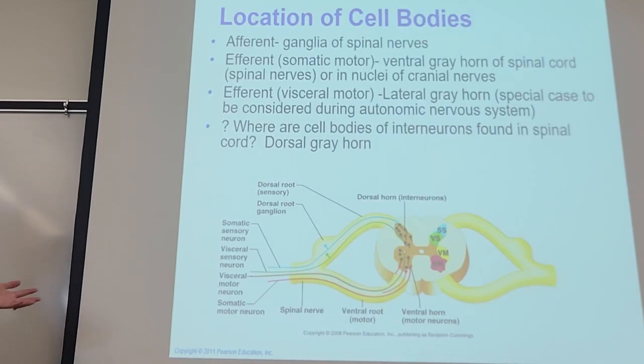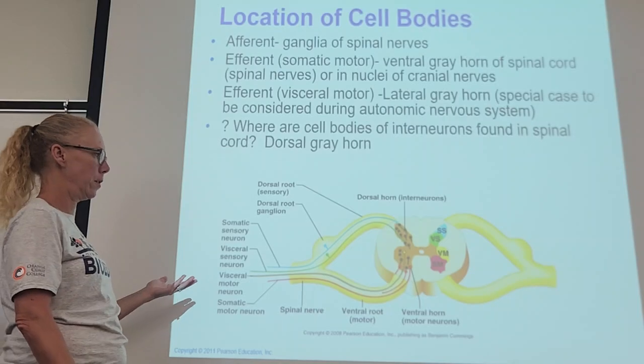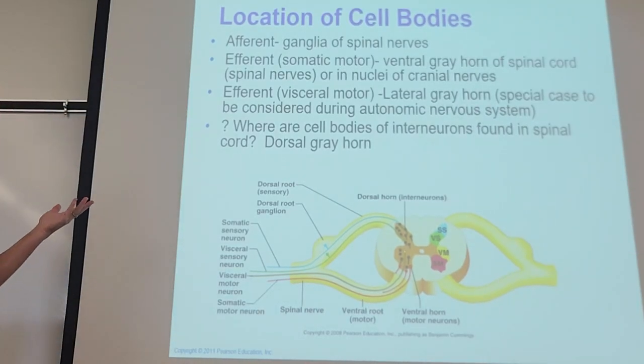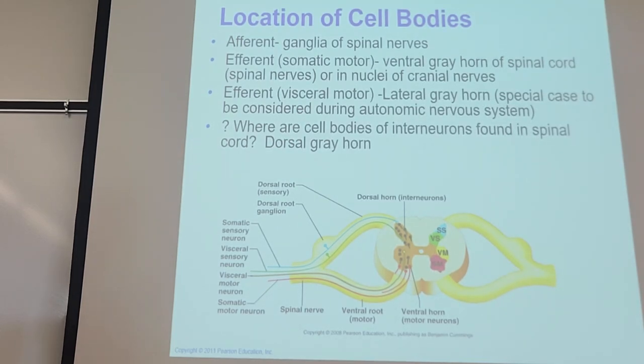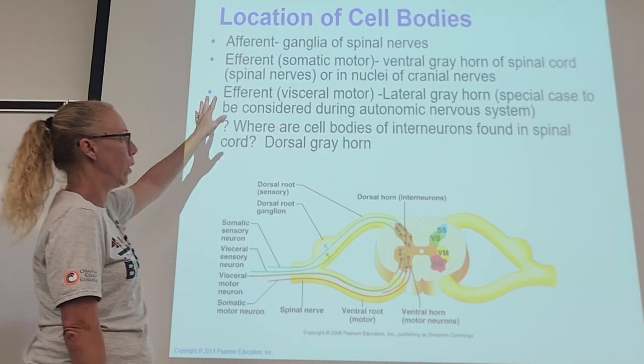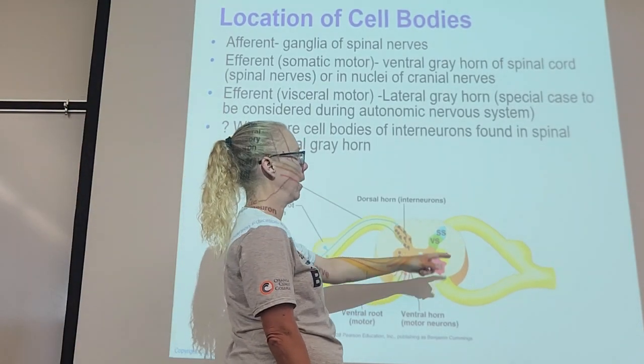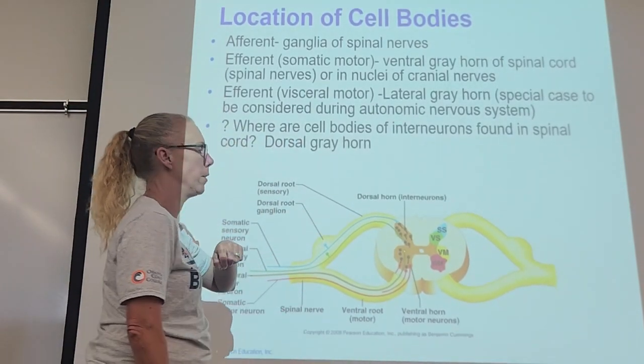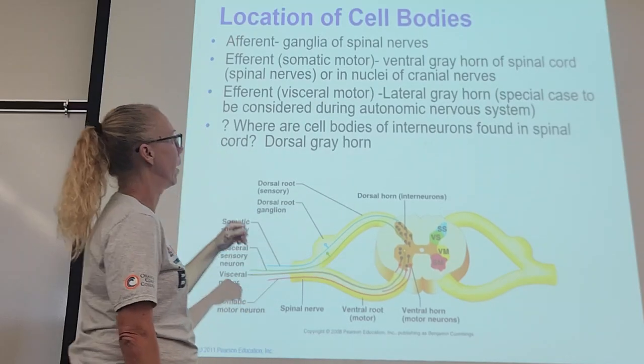So this is just a summary slide. We've gone over this already. Afferent we know is leading towards the CNS. Efferent is going away. If we're talking about somatic motor, we know it's the anterior gray horn where you find those cell bodies. If it's visceral motor, we know it's the lateral horn already.